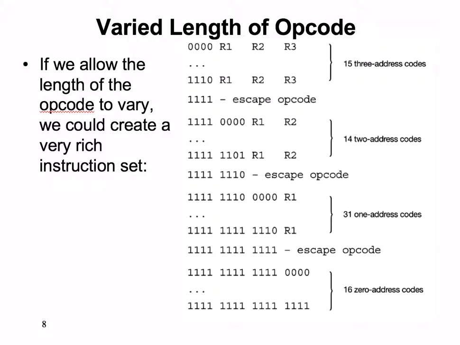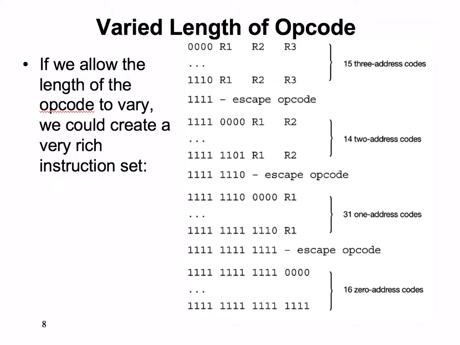So let's consider a specific example. Suppose we wish to encode the following instructions. We want to have 15 instructions with 3 addresses, 14 instructions with 2 addresses, 31 instructions with 1 address, and 16 instructions with 0 addresses. So the question is, can we encode this instruction set in 16 bits? And the answer is yes. So how can we do that?